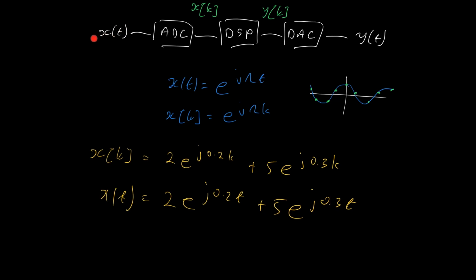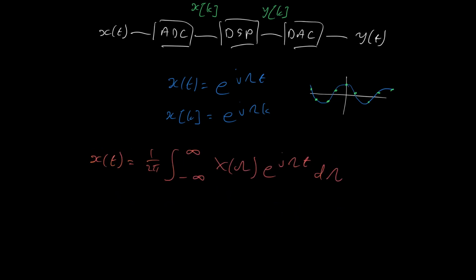This way, suddenly this whole system becomes very transparent, very easy to understand. What we're doing in the digital domain corresponds directly with what we're doing in the time domain. Once we have intuitively understood what's going on, it's quite easy to formalize it mathematically. We start with the inverse Fourier transform representation of x of t. This tells us all the different frequency components there are in x of t.